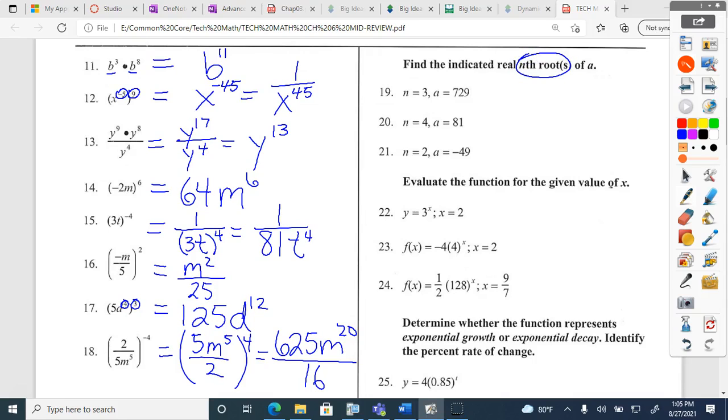See, it has S in parentheses. So, can you have more than one, possibly? Yes, you can have possibly more than one. So here, we're taking the what root? The cubed root of 729. That's what you write down, and that's what you put in the calculator.